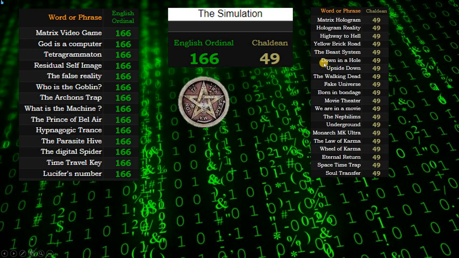The Beast System, Down in a Hole, Upside Down, this reality is upside down, The Walking Dead, that is what we are in the Matrix, fake universe, so once again, the code is telling us that it is not the base reality here where we are. Born in bondage, it is a slave system in this Matrix. Movie theater, we are in a movie. The Nephilims, underground, Monarch MK Ultra, and I explained we are in a mind control matrix. The law of karma, the wheel of karma, and eternal return, all linked to reincarnation. Space-time trap. We are stuck in this trap. And soul transfer. Our souls have been stolen and transferred into this matrix.